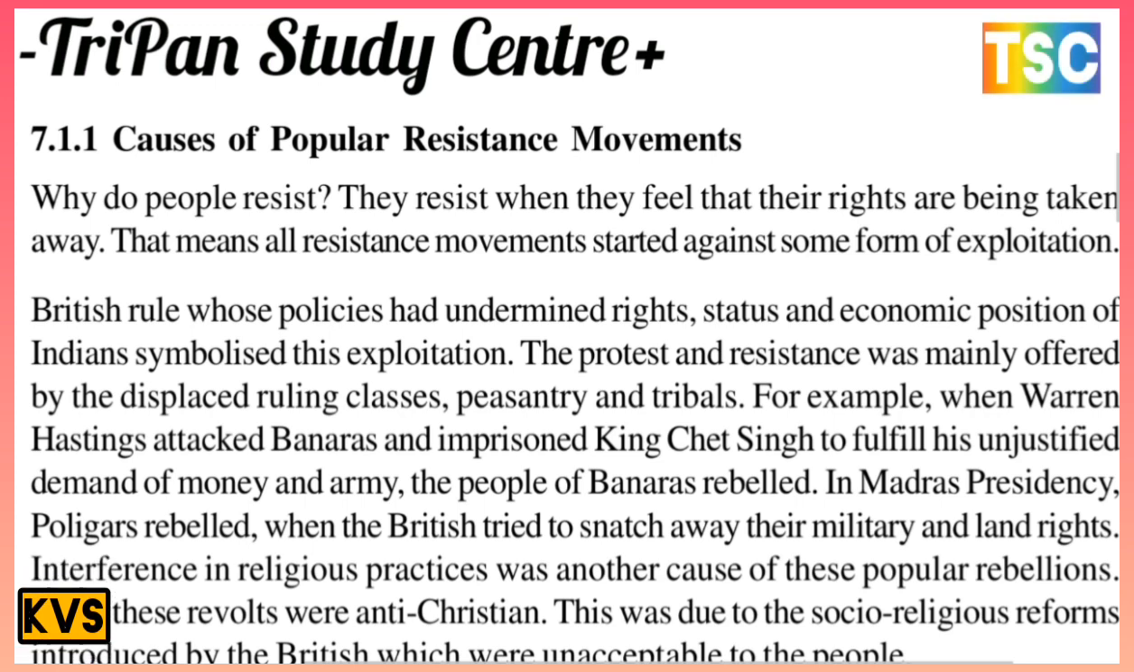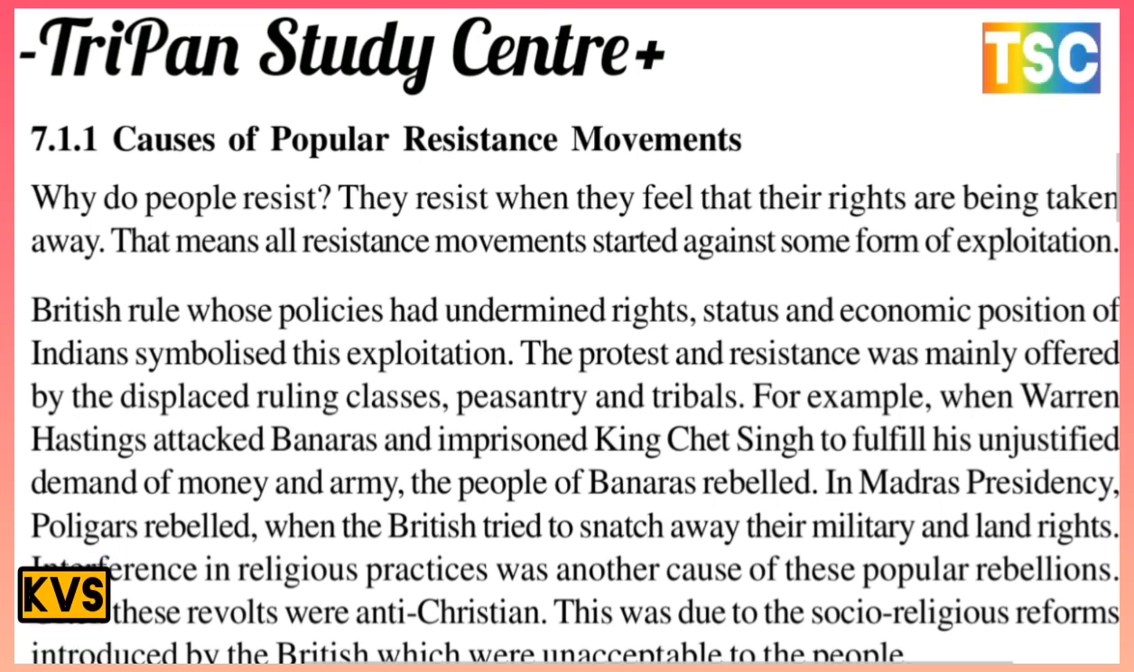For example, when Warren Hastings attacked Banaras and imprisoned the king, Chait Singh, to fulfil his unjustified demand of money and an army, the people of Banaras rebelled. In the Madras presidency, the Polygars rebelled when the British tried to snatch away their military and land rights.